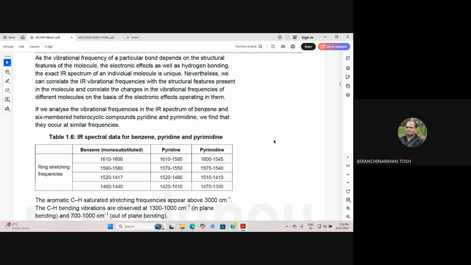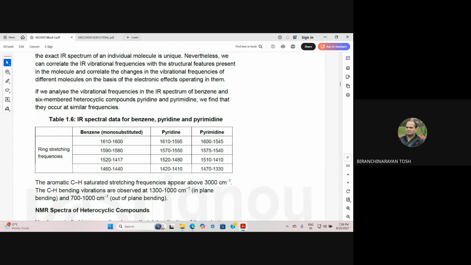The aromatic C-H stretching frequency appears above 3000 cm inverse, and in-plane bending vibration is observed between 1300 and 1000 cm inverse. If it is out-of-plane bending, then it is between 700 and 1000 cm inverse. So in-plane bending and out-of-plane bending are the two things there, and how to represent these things.